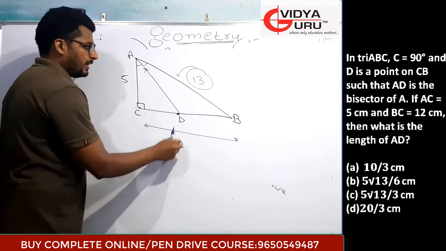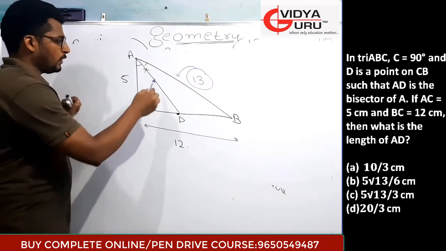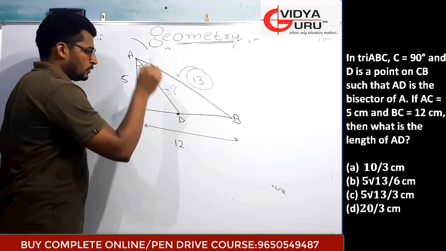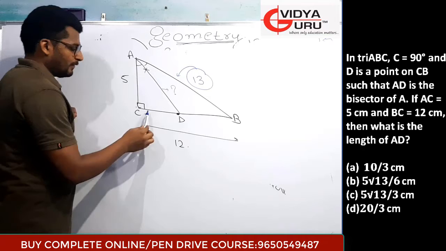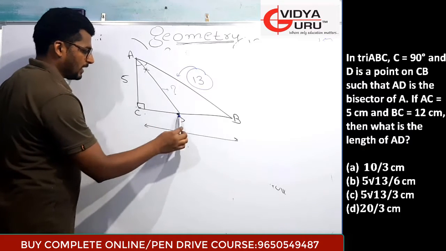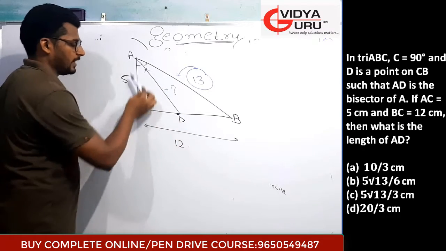The triplet is 5, 12, 13. Now we need to find out AD. To find out AD, first we should know CD, so I can apply Pythagoras theorem in this triangle.